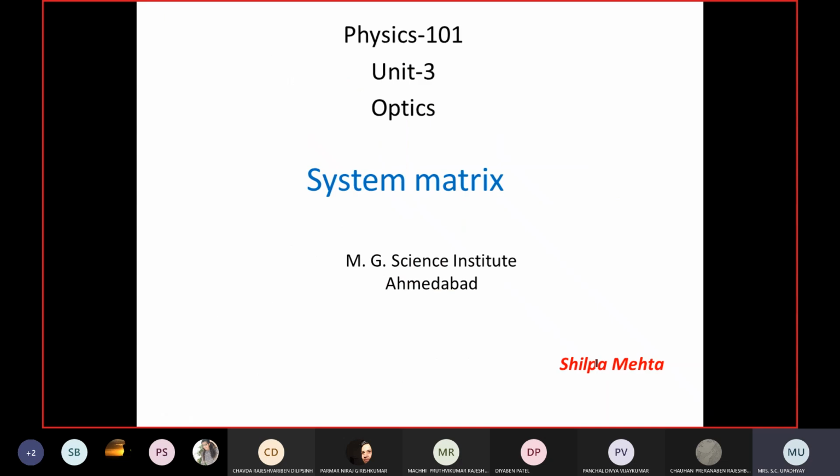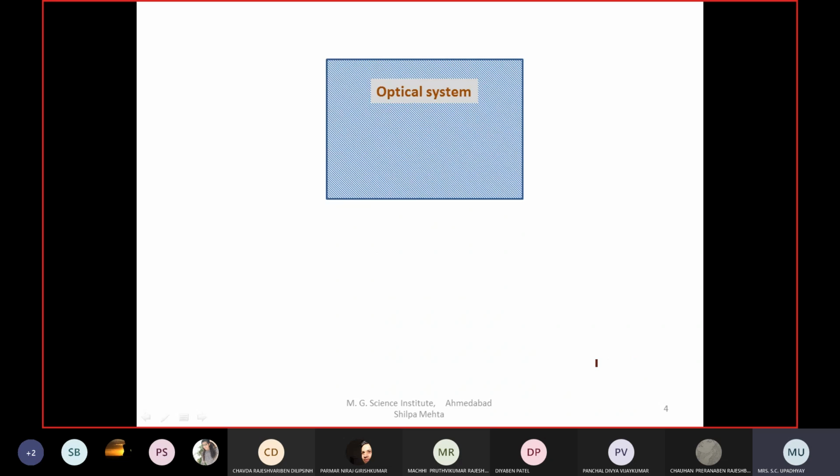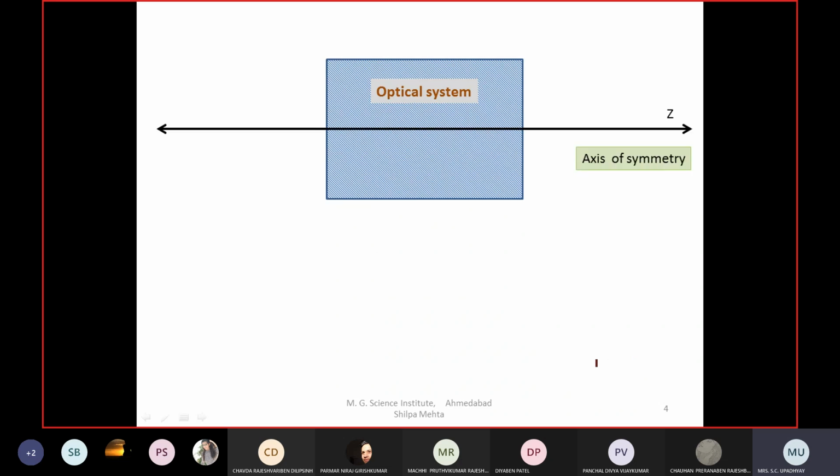In the last lecture also, we have considered the system matrix. We can say that any optical system is there and this is the axis of symmetry. When the ray is incident on it, before it enters the system, the coordinates are lambda1 x1. When the ray emerges from the system, the coordinates are lambda2 x2. In between, these coordinates change due to the action of this optical system, and this action is represented by a matrix. It is known as the system matrix.